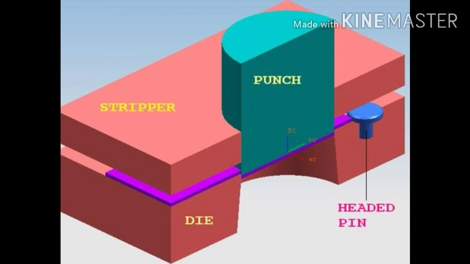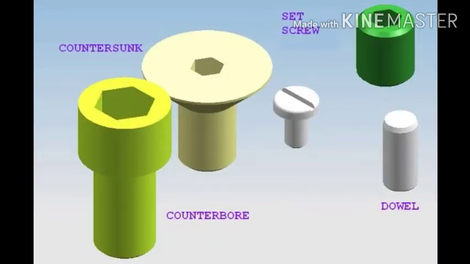Next topic is screws and dowels. The screws are used to hold the die parts together, and dowels are used to align the tool parts.